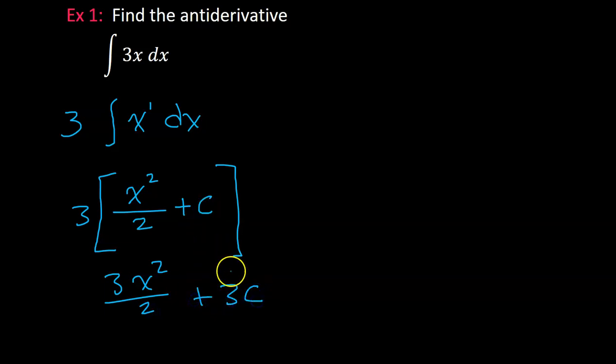But this constant of integration is a generic constant. It could be any constant. So multiplying by 3 doesn't change that. So there's really no need to have this 3. 3 times some random constant is still a random constant. So we don't have to include the 3. We will just put c as the constant of integration.